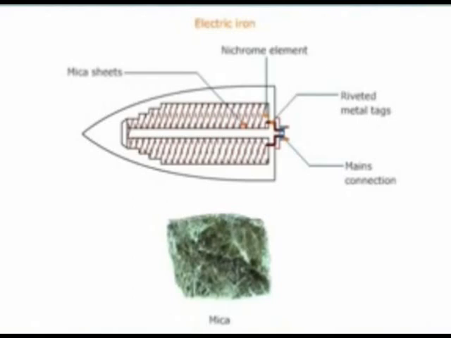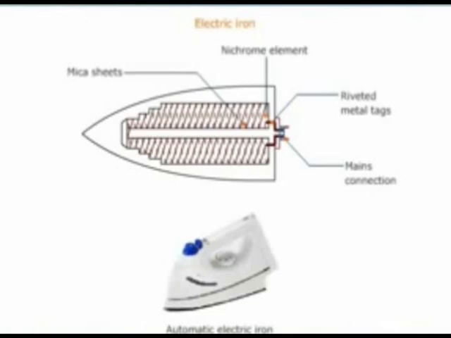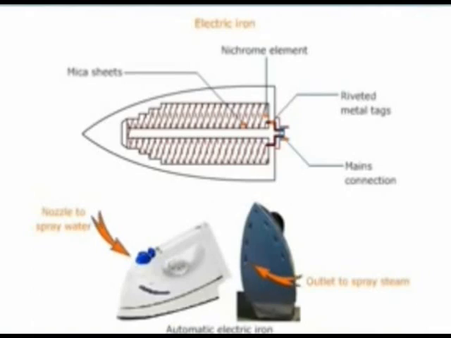To prevent the upward flow of heat, it is covered with asbestos on the upper side. As a result, all the heat produced is passed on to the base. Modern iron boxes have thermostats which cut off the current when the temperature of the base exceeds the chosen temperature. Some of the high-quality irons have a Teflon layer on the base. This prevents the clothes from sticking to the base and getting burnt. Some of these have facilities for storing water for spraying, either a nozzle to spray or an outlet from the base.